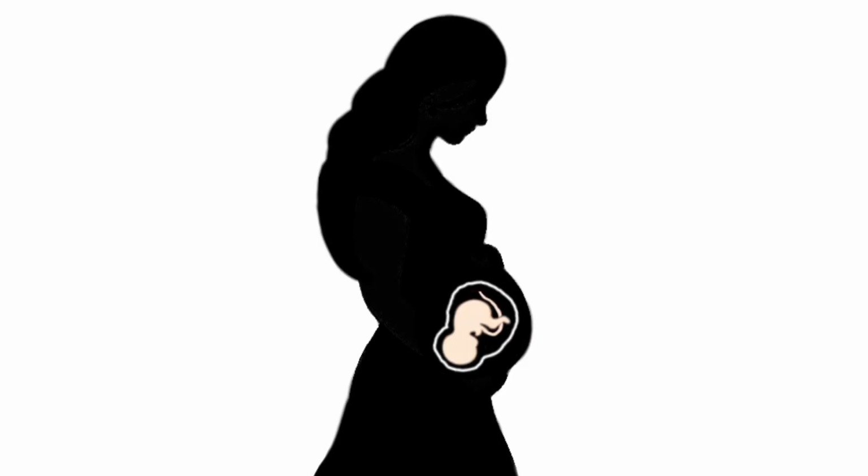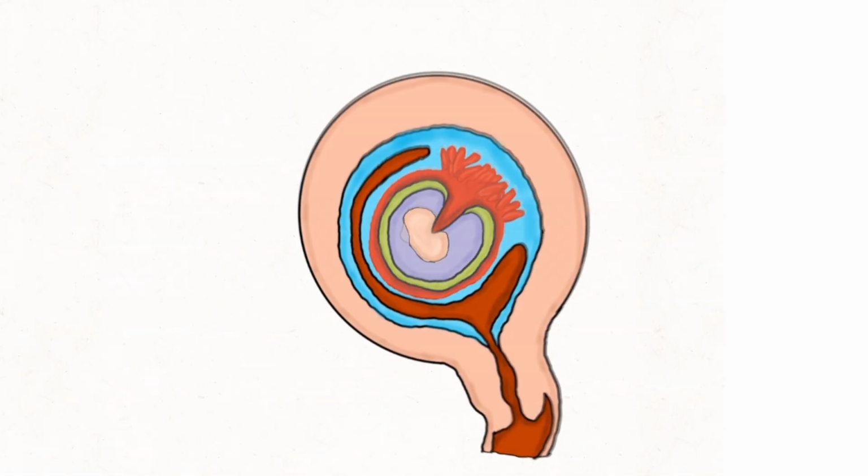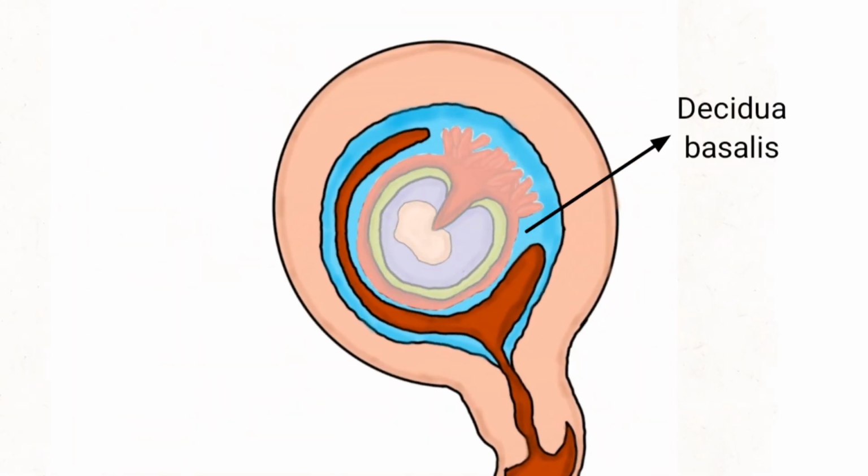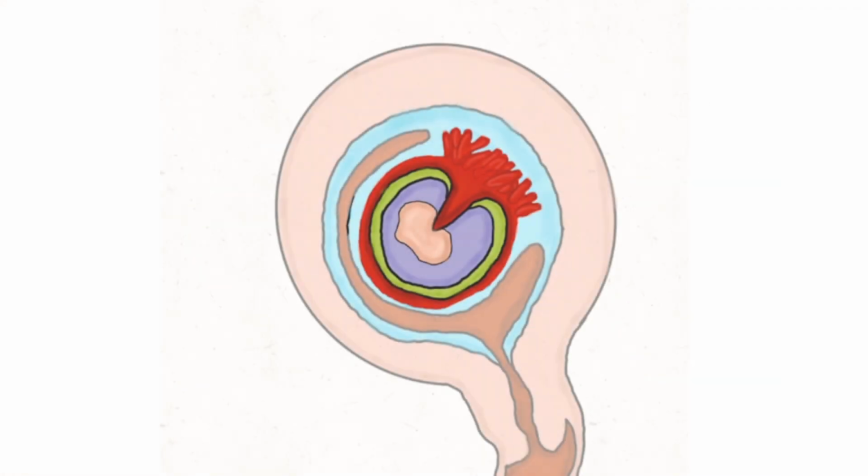Placenta is the temporary connection between mother and fetus. It is formed by maternal tissue, that is decidua basalis, and fetal tissue called chorion or chorionic villi.